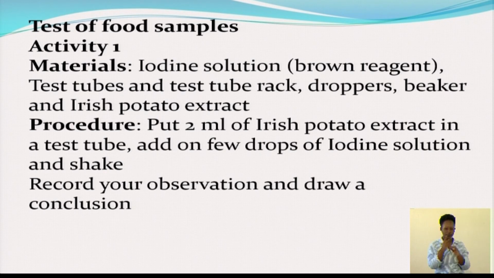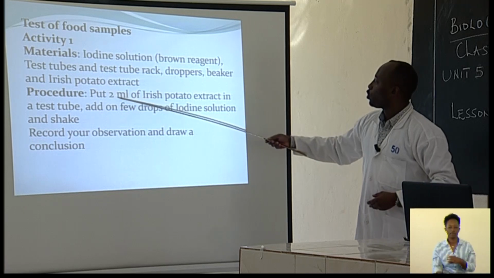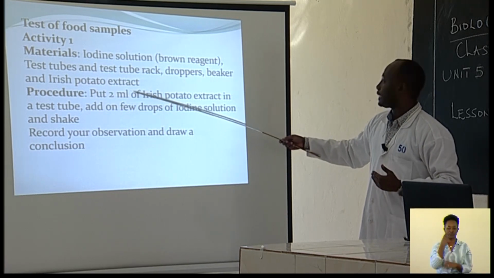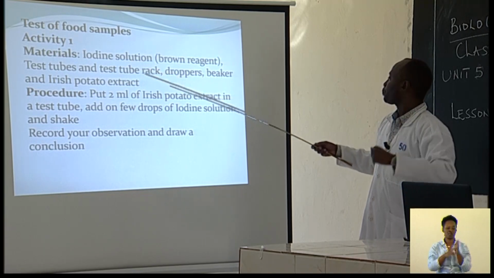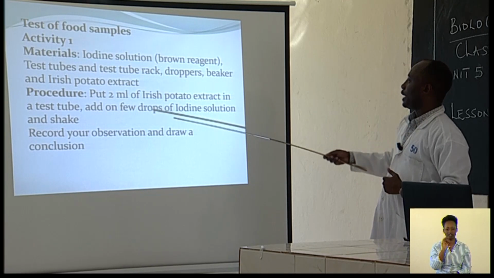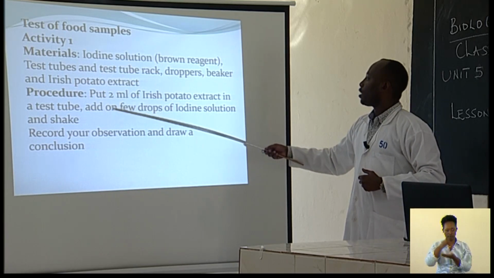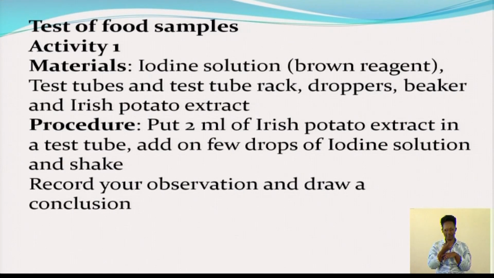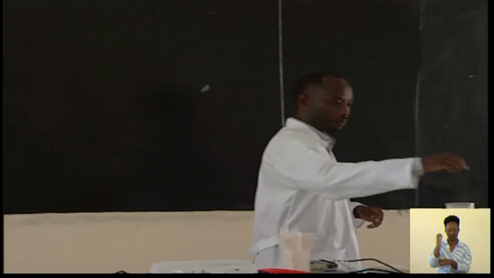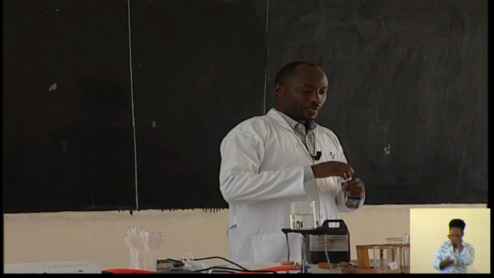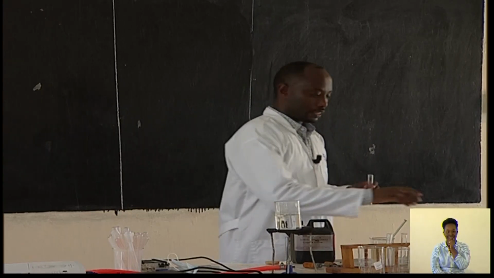Now the procedure, the way you can conduct the experiment. If you have a measuring cylinder, you put 2 milliliters of Irish potato extract, or you can use a prepared starch, in a test tube, add a few drops of iodine solution, shake, record your observation and draw the conclusion. That's what I'm going to do. I'm going to get a test tube. After getting the test tube, I'm going to prepare a starch.